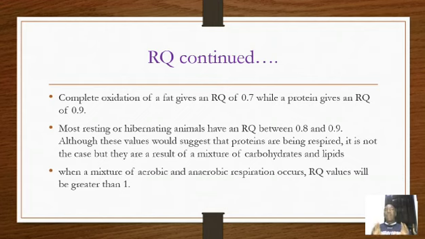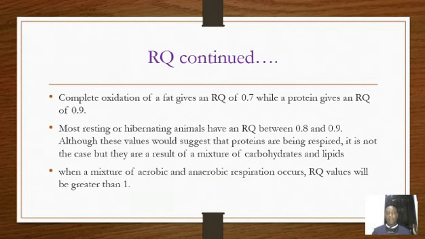we're saying that there are animals that hibernate, become inactive, dormant during winter. For them, their RQ ranges between 0.8 and 0.9. But remember, we've seen that the RQ of fats is 0.7. The RQ of proteins is 0.9. Now, when we see an RQ of 0.9 or 0.8, one may think that the respiratory substrate are the proteins.